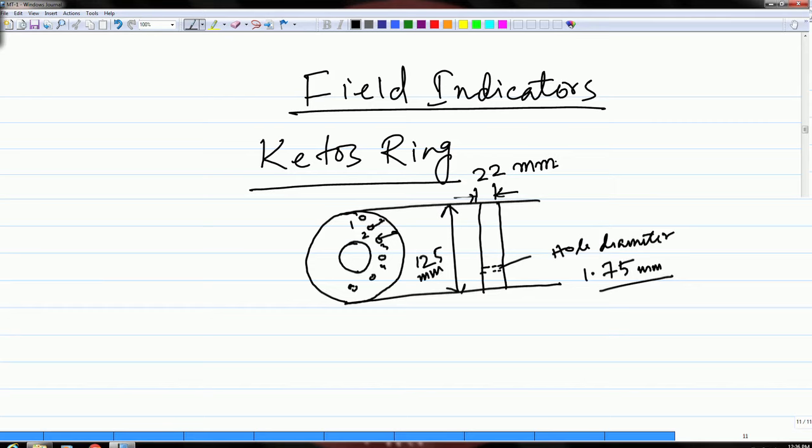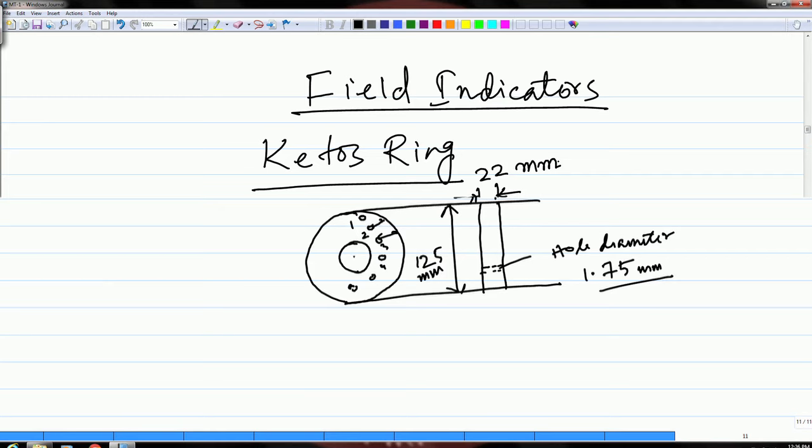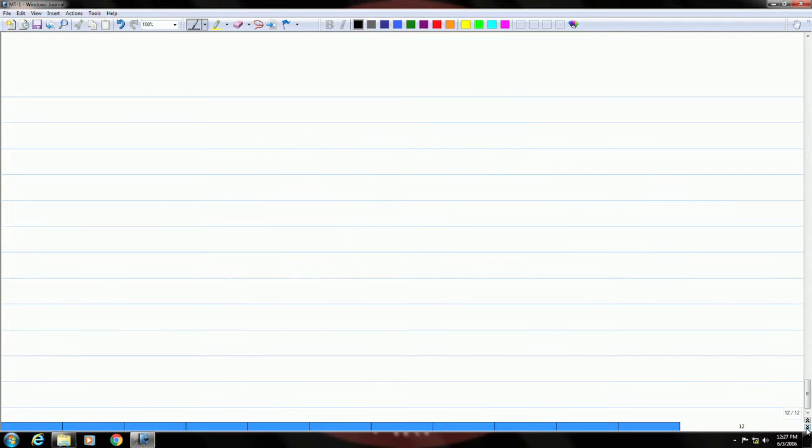Now, what you can do, through this central hole, you can put a central conductor and pass the magnetizing current, and as you pass the current, this will be magnetized. Now, it depends on how many holes are being indicated by the magnetic particles. So, you first magnetize this ring and then you apply the magnetic particles and then see how many holes are being indicated clearly. It will depend on what is the level of current you are using and what kind of magnetic particles are being used.